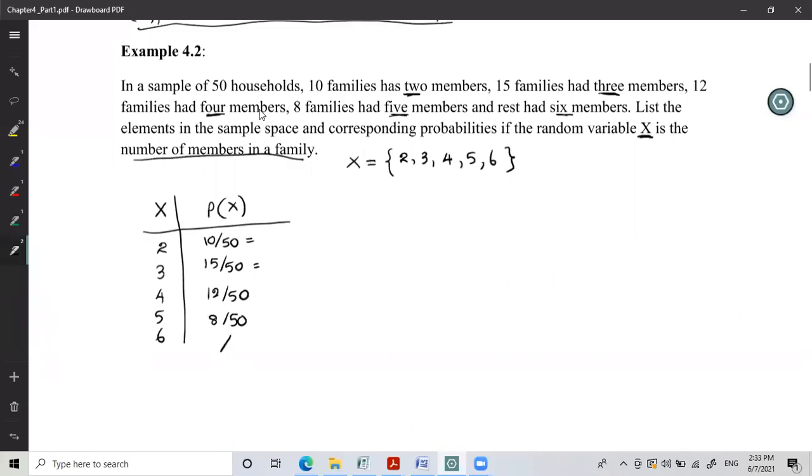How do you find the rest? The total should be 50, right? So there are 10 plus 15, 25. 12 and 8, 20. So 25 and 20 is 45. The rest is only 5. Okay. Now can you find these probabilities? That will be your probability mass function.